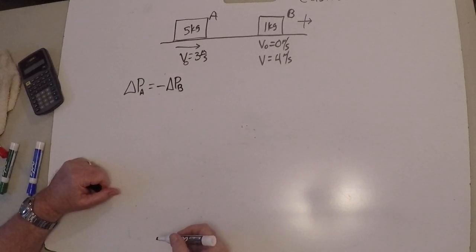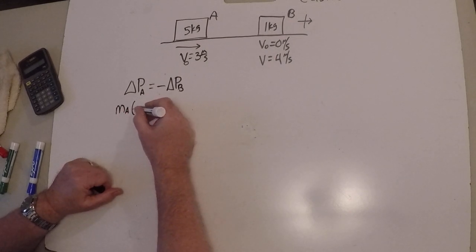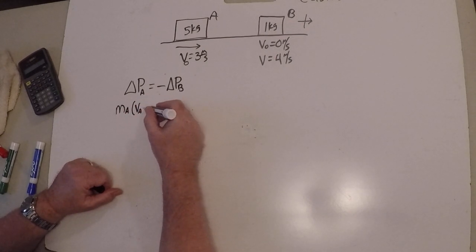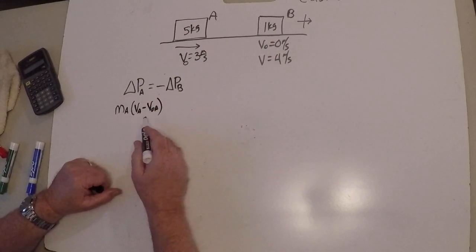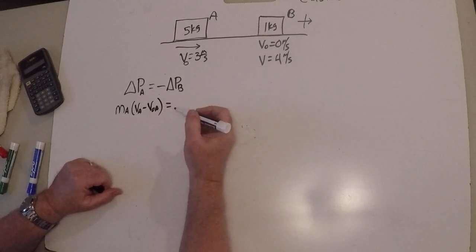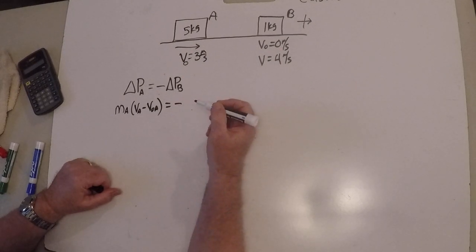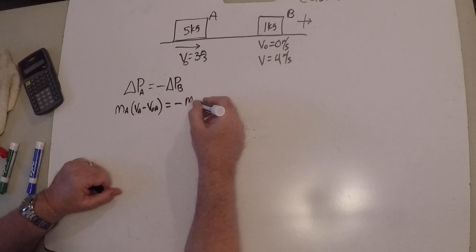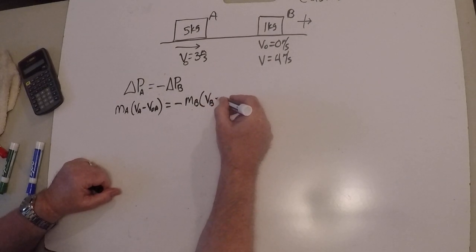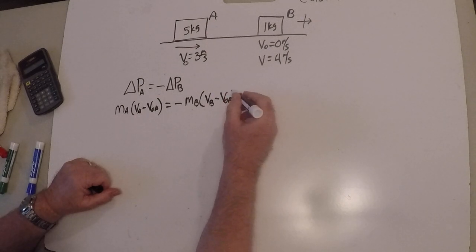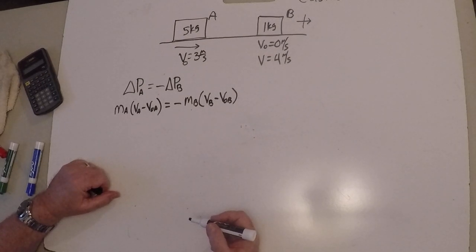To expand those out, delta P A is the mass of A times the final velocity of A minus the initial velocity of A, right? Delta P B, the change in momentum of block B, would be the opposite of that, and it is the mass of block B times the final velocity of block B minus the initial velocity of block B. So there's my basic equation. Now I substitute in values.